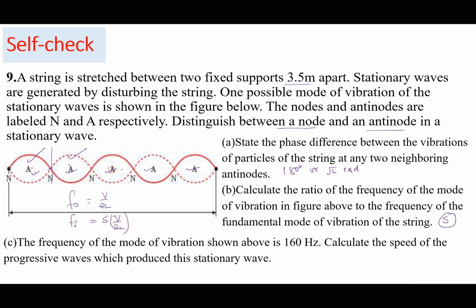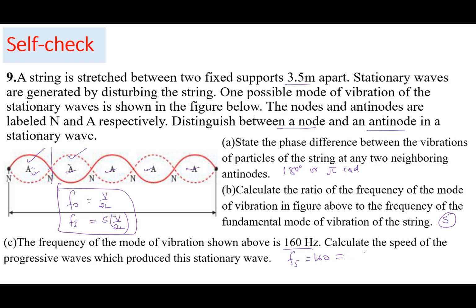Because this is 1, 2, 3, 4, 5. For the fundamental mode, we have only one loop. So this is going to be 5. The frequency of the mode of vibration shown above is 160. So it means F5 equals 160. Calculate the speed of the progressive wave which produced this stationary wave.